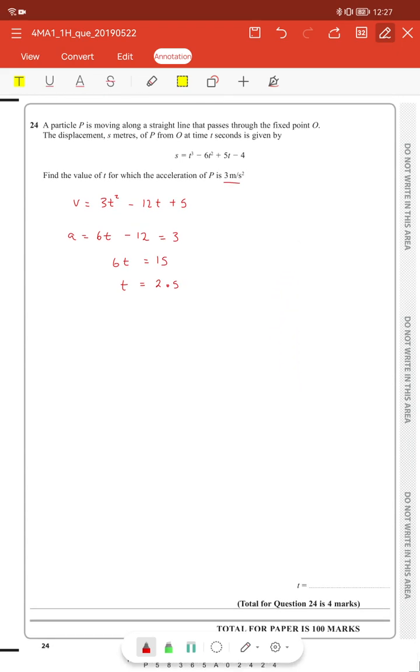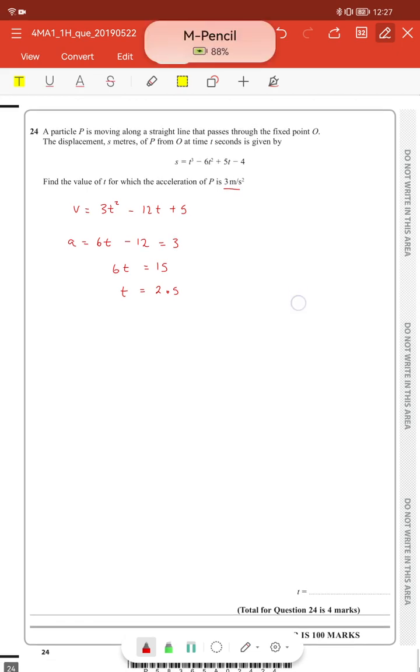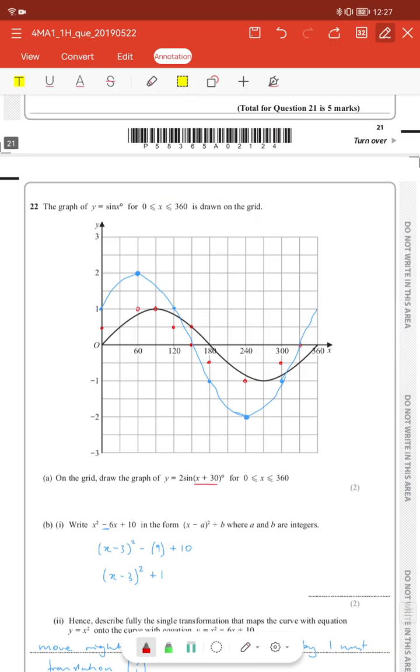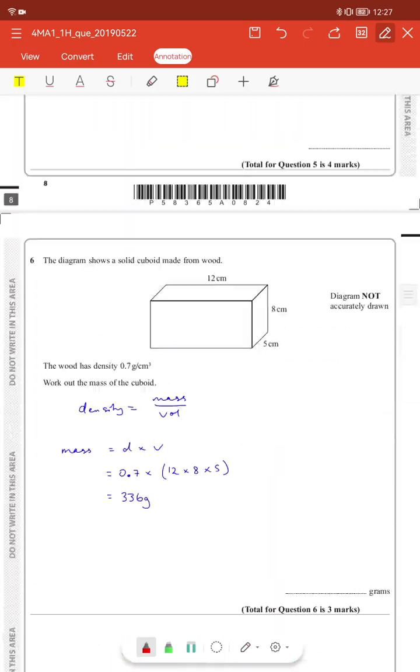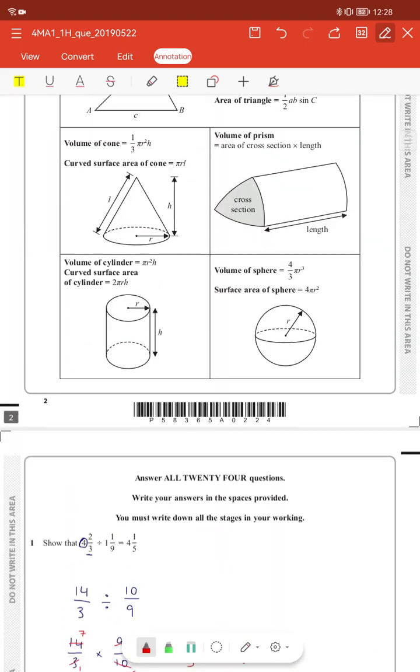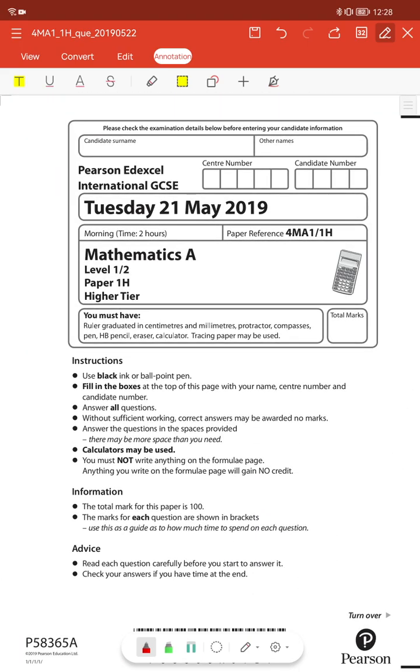And that is the end of the paper in less than 1 hour. Remember, you will have a lot more time, so go through and check all your answers. But for now, that is the May 2019 iGCSE Paper 1 Higher Tier paper.